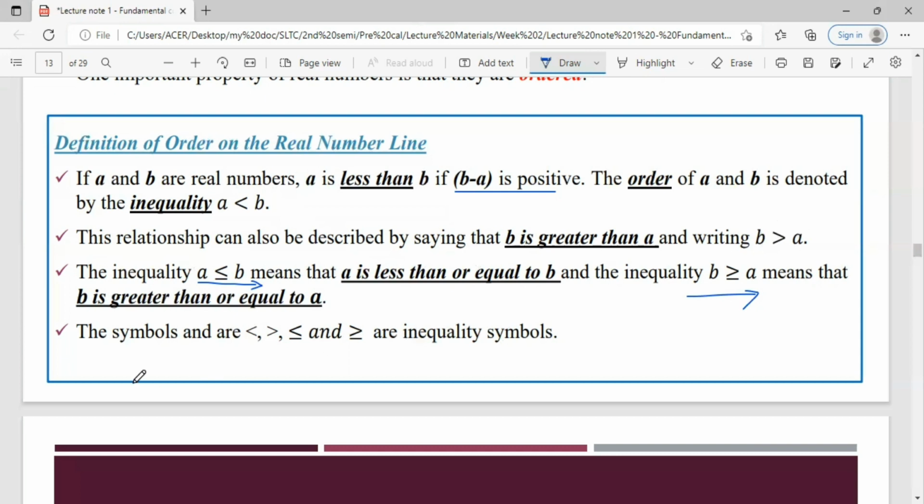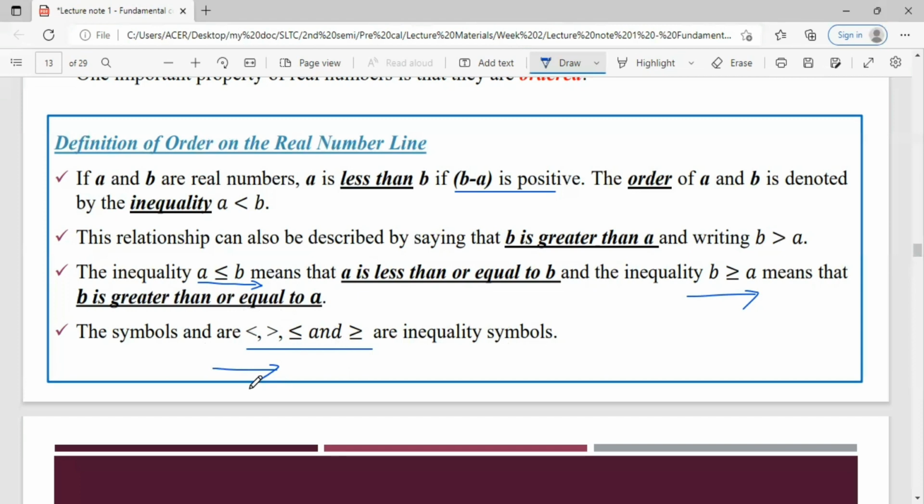Right? Okay. The symbols less than, greater than, less than or equal, and greater than or equal are inequality symbols. So these are the inequality symbols, right? Less than, greater than. Normally we read this side to this side.